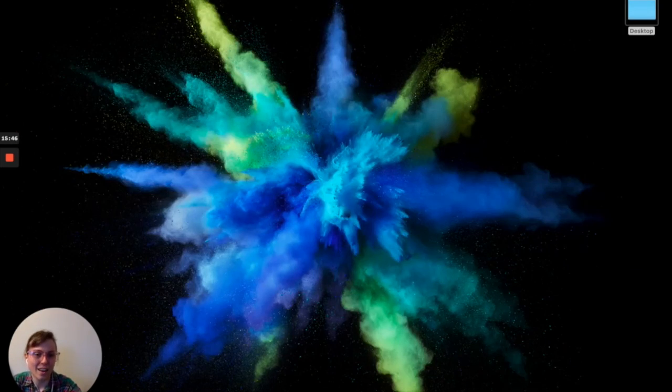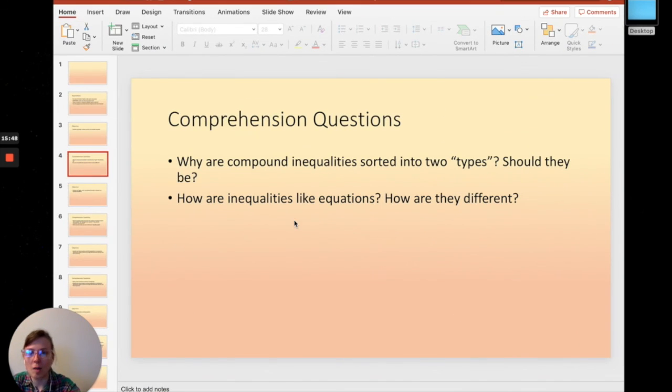Okay. Let's go back for your comprehension questions. Pause this, figure it out. What are the two types? Why are they sorted? And how are they different from equations, or how are inequalities the same?